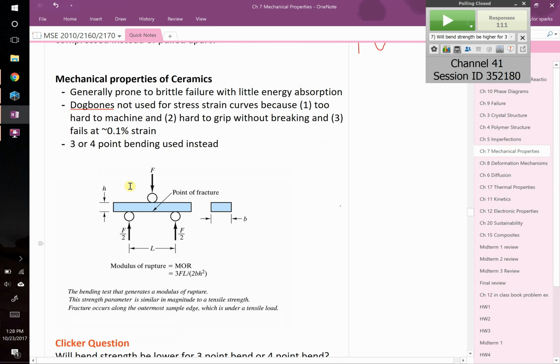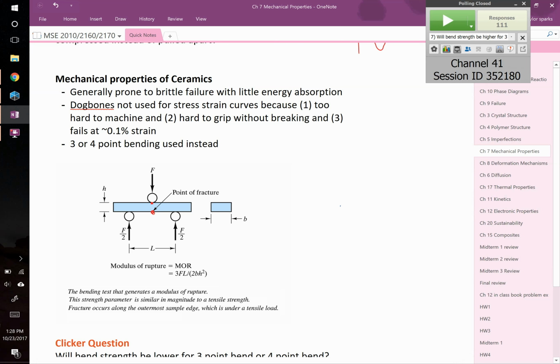Okay? The reason why we like this is because if you do this, you're going to see that there is tension right there, and there's going to be compression right there, right? So that'll be the point of fracture on the bottom. That's because that's under tension. Ceramics break under tension way easier than under compression. So that crack is going to grow from the bottom up, right?